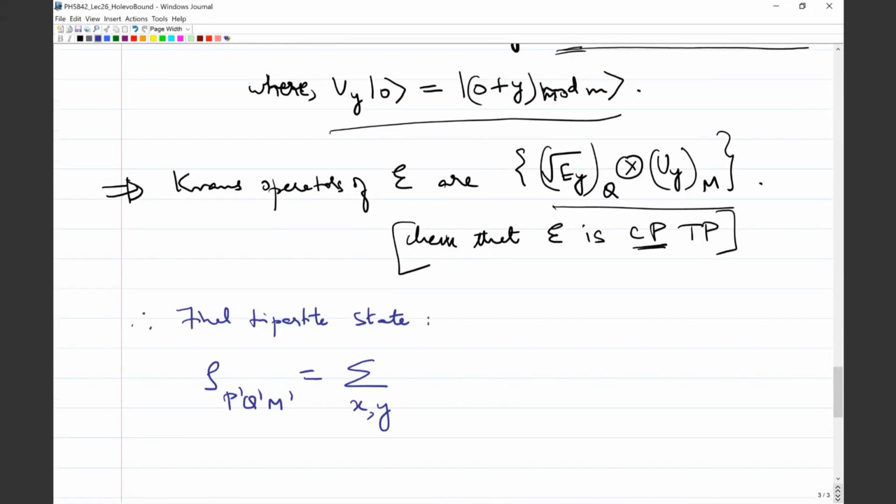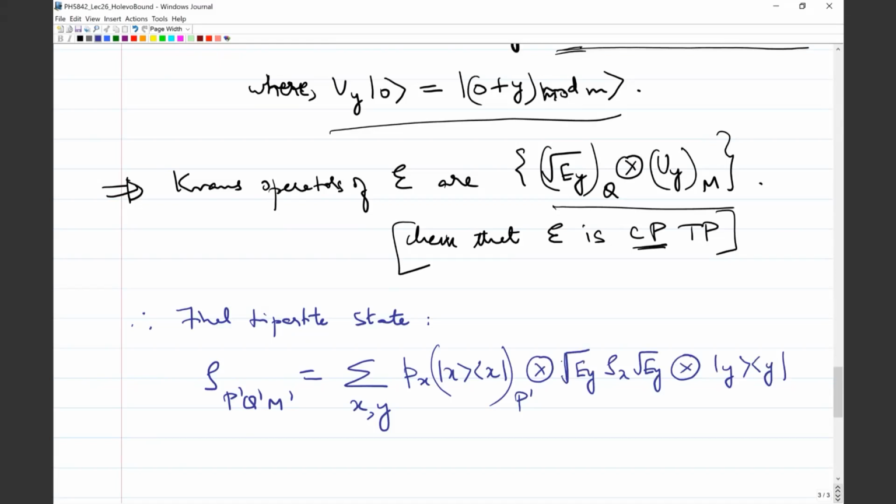So sum over x, px, |x><x|, that is still p or p prime, doesn't matter. And then I have here a square root Ey rho x square root Ey, |y><y|. So this is q prime, this is m prime. Some people like to put the prime on the state. You can put it for the systems. It's a question of how you view it. But I'm just following the notation in Nielsen and Chuang.